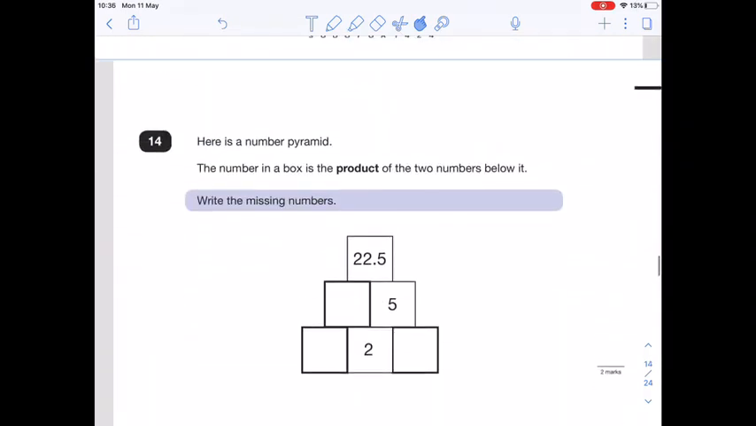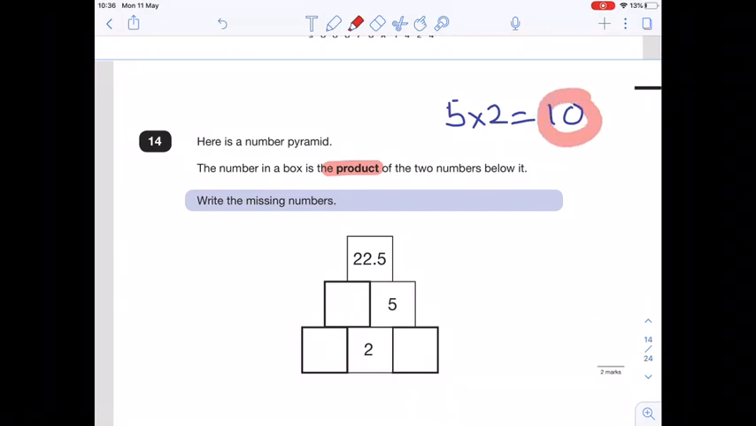So here is a number pyramid is the next one. So the number in the box is the product of the two numbers below it, and our first problem there is what is a product. A product means the answer when two numbers are multiplied together. So if we say 5 times 2 is 10, the product of 5 and 2 is 10. So in our problem, we've got 2 times something is going to give us 5. So what do we times 2 by to give us 5?